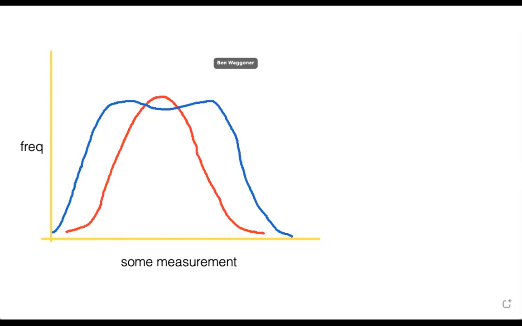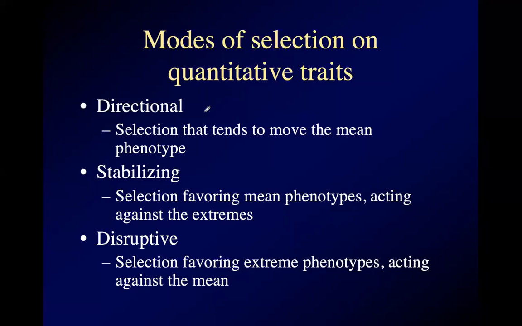So there's our difference. And let's go back to the slides. There we have it. Directional selection moves the mean phenotype. Stabilizing selection favors the mean and acts against the extremes. Disruptive favors extremes and acts against the mean. And you could get combinations of these, be it said.